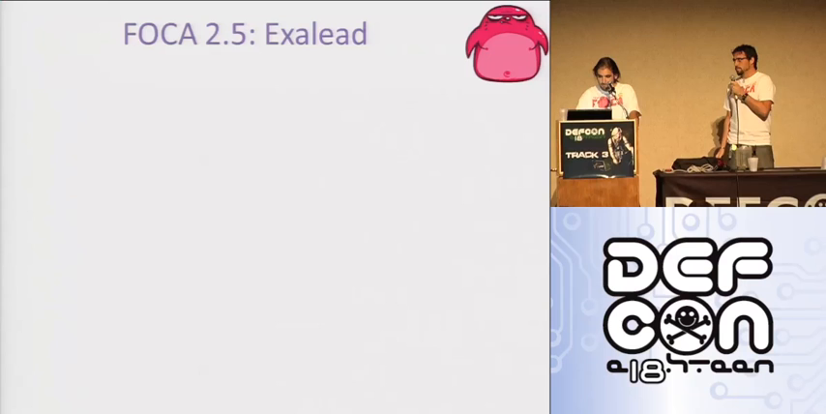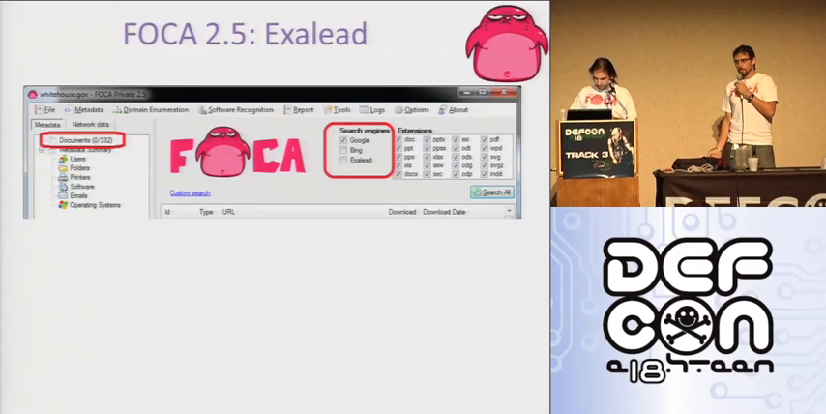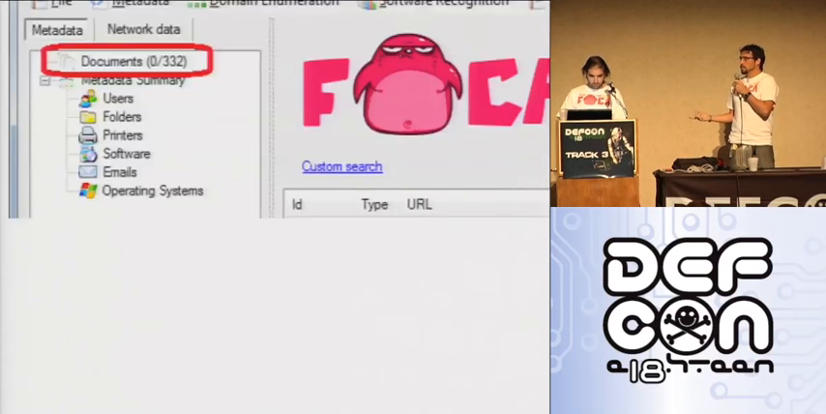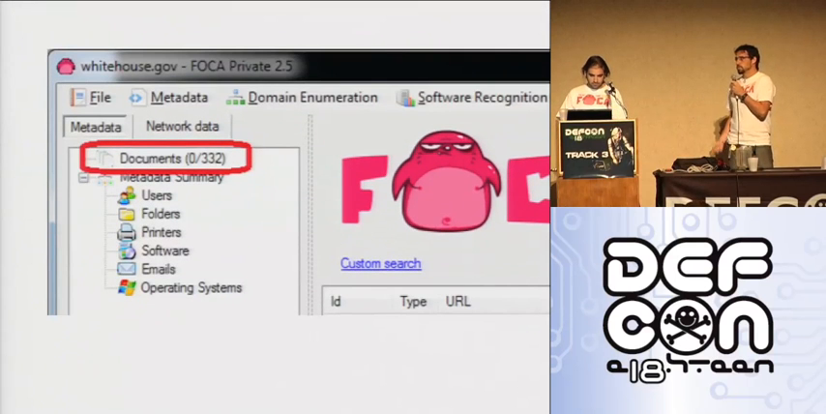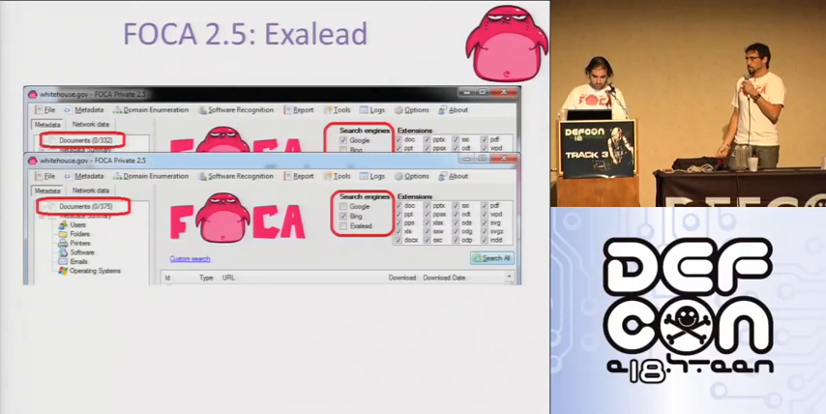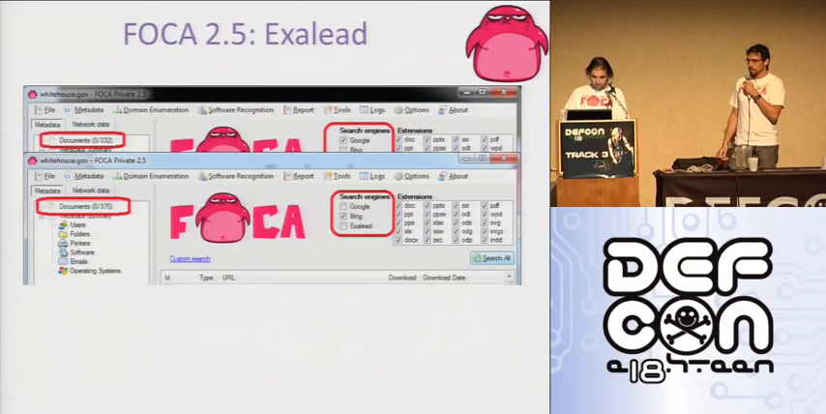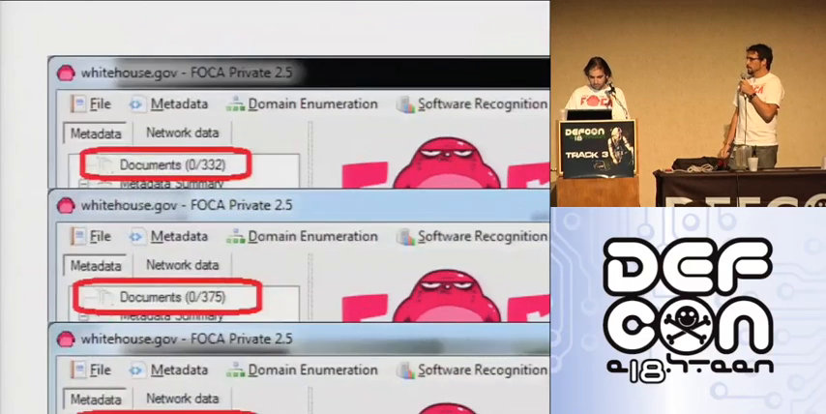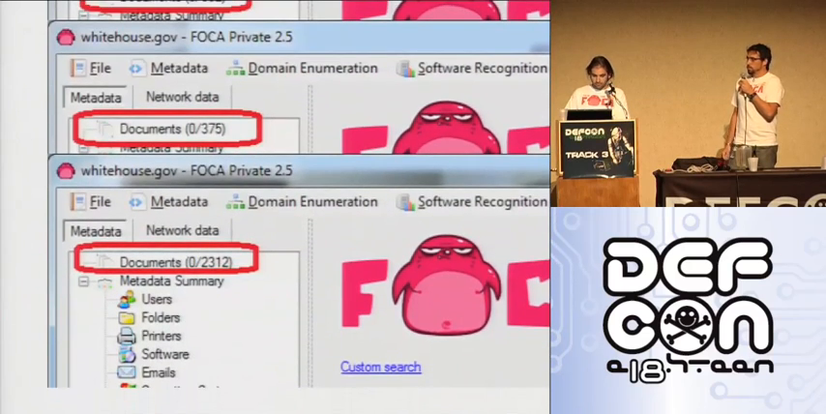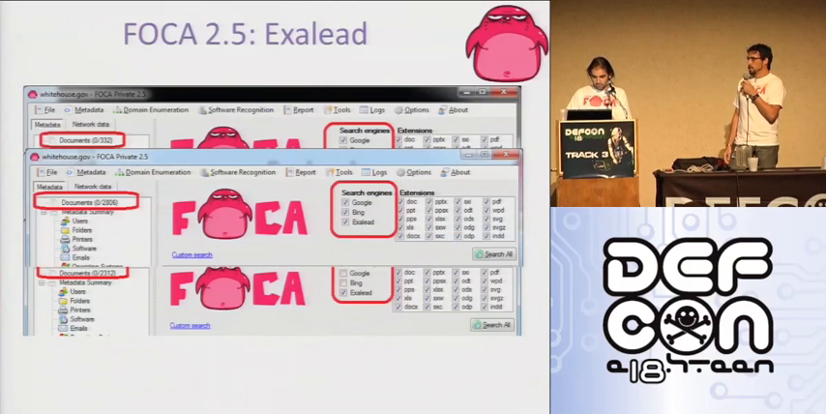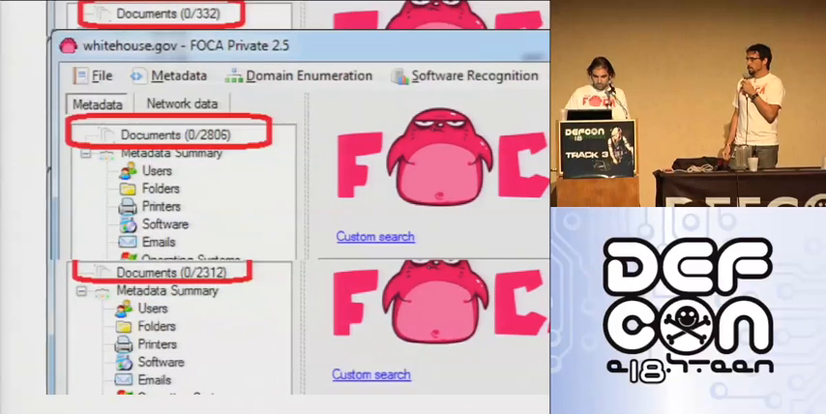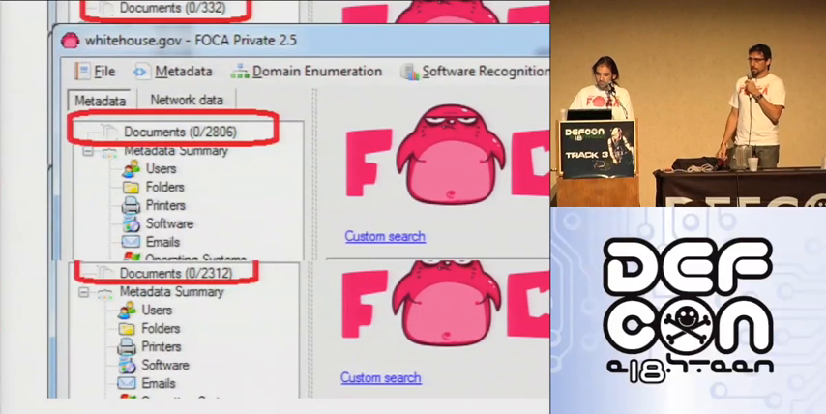One of the biggest things that we've done for FOCA in this new version is we've added a new search engine. Before, we were using just Google and Bing. In this slide, you can see that even in the White House, if you just use Google, you have 332 documents. If you were using just Bing, you have a bit more, 375. Now we have a new guy called Exalead, and this guy is discovering more than 2,000 documents. So we are combining the data from all these three sources, and we have a whole bunch of documents to look at, almost 3,000 for the White House.